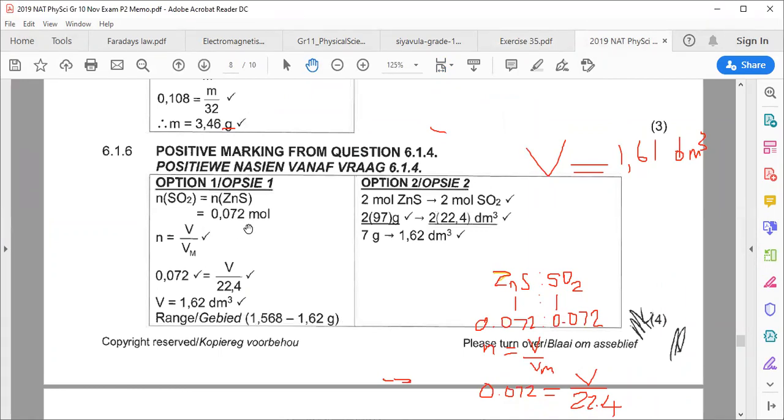So the first part is the mole ratio, where you find your sulfur dioxide from zinc sulfide, 0.072. Then you use the formula: number of moles is V over Vm. Then you substitute, and you get your answer. So it's going to be 4 marks: 1 mark for the ratio, 1 mark for the formula, 1 mark for substitution, 1 mark for the answer. The ratio mark is awarded here, but you can also get it elsewhere as long as you do that ratio. Clear? Right. Any questions?